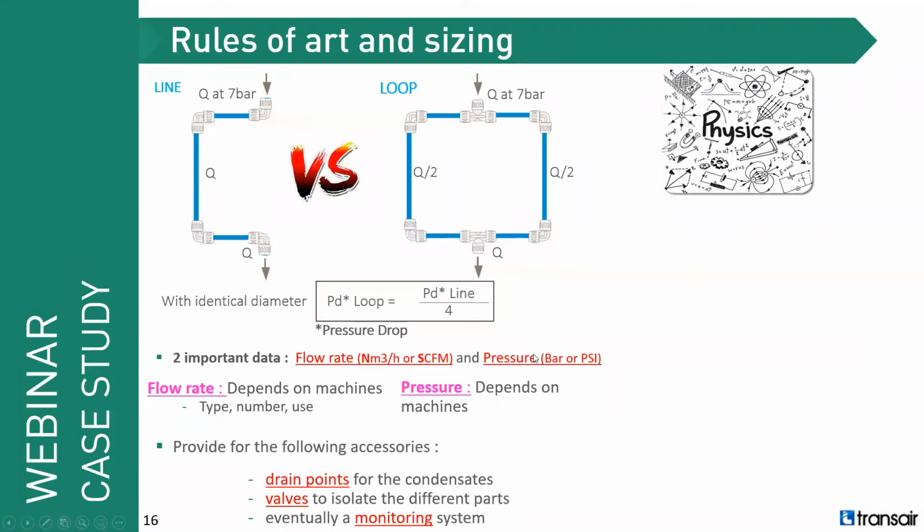Last, about practical things to know about the network. You're also going to need drain points on your network in order to get condensate. You never know if your dryer is under maintenance, for example, and you're not removing the water as well as you should. Water could go in your network, and then you want to be able to remove that water in this particular case, or if you're stopping your installation and restarting it. Same goes with valves. You want a couple of valves in order to isolate the different parts. And eventually you can use a monitoring system to check on your network.